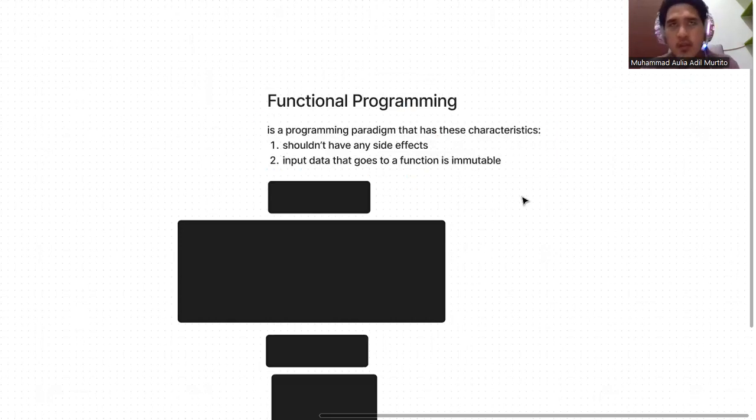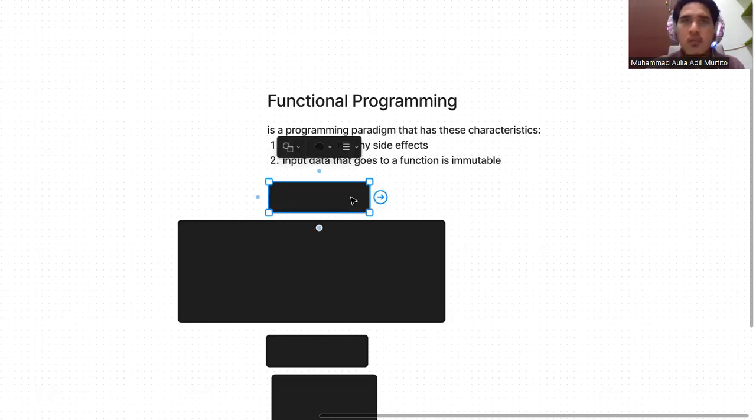Hello everyone. In this video, I want to discuss functional programming. So what is functional programming? It is a programming paradigm that has these characteristics, okay? There are two characteristics. The first one is it shouldn't have any side effects. And the second is the input data that goes to a function is immutable.